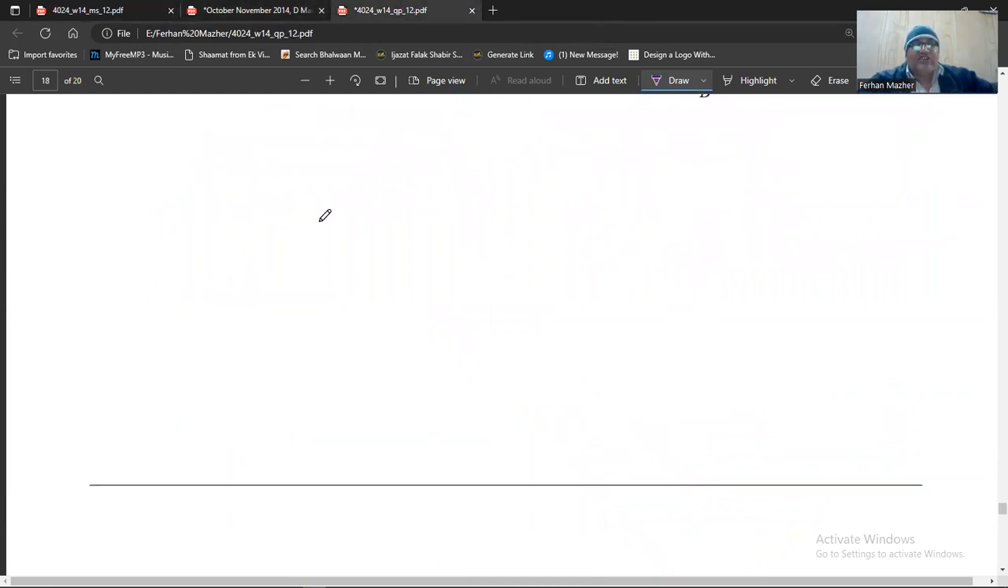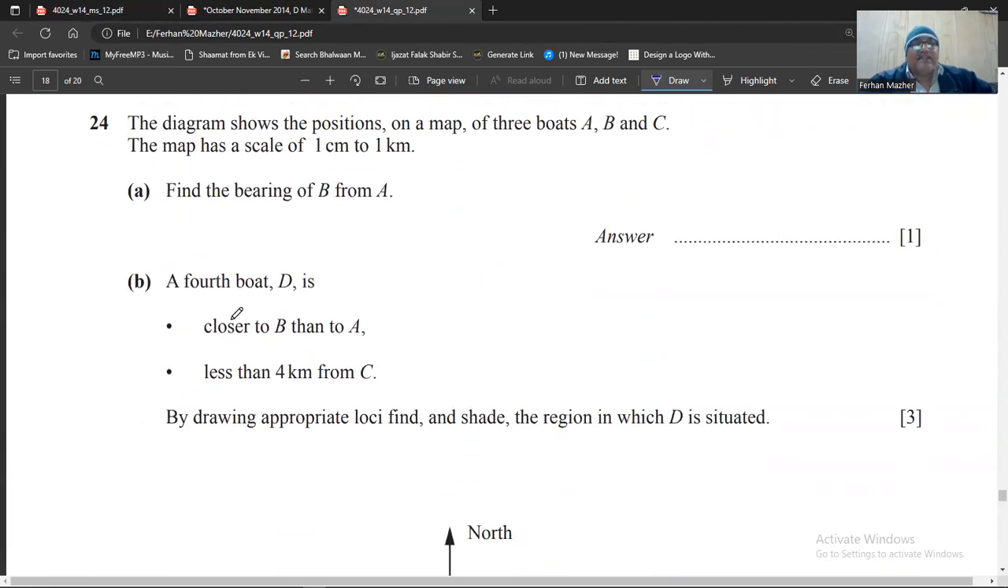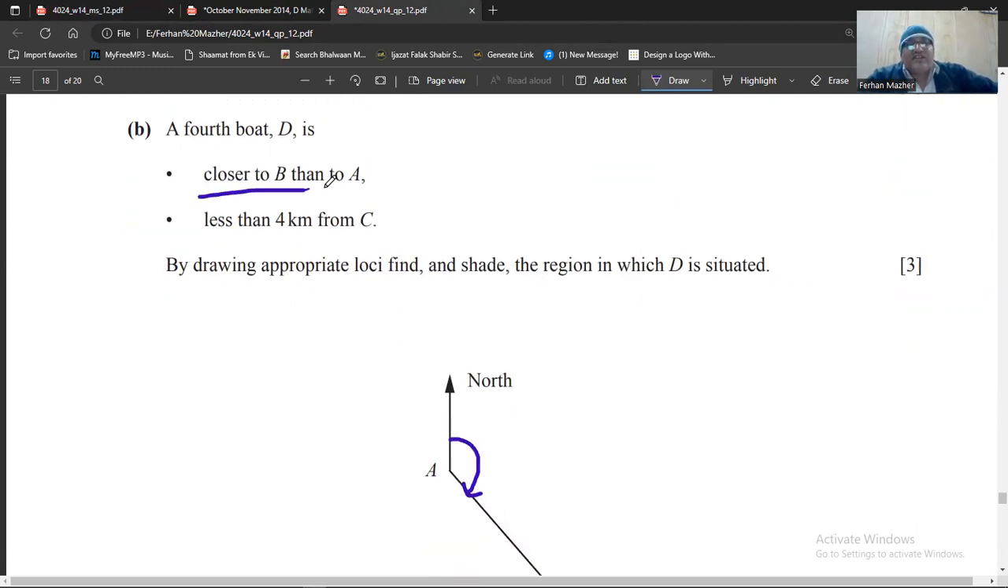Okay. Then their next question is the B part. The fourth boat D is closer to B than to A. Okay, so this sentence means that you have to draw the perpendicular bisector. You have to draw the perpendicular bisector. And do you know how you draw the perpendicular bisector?